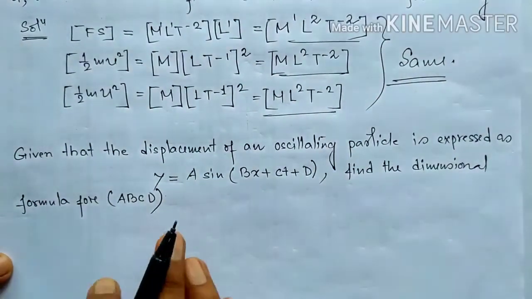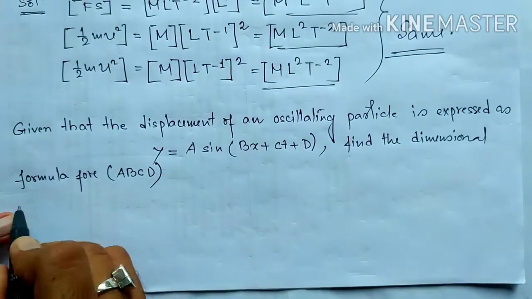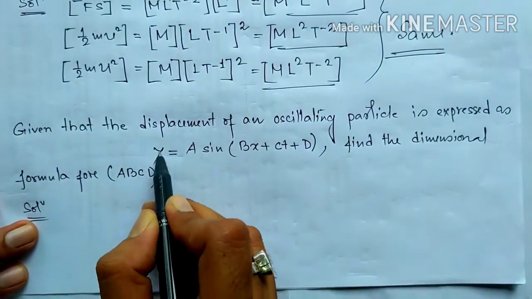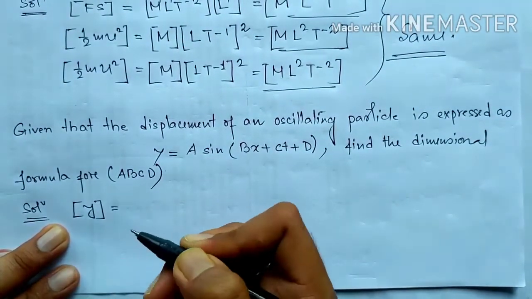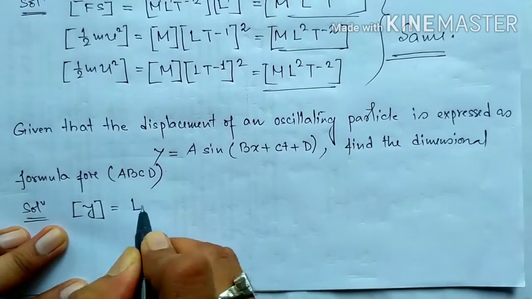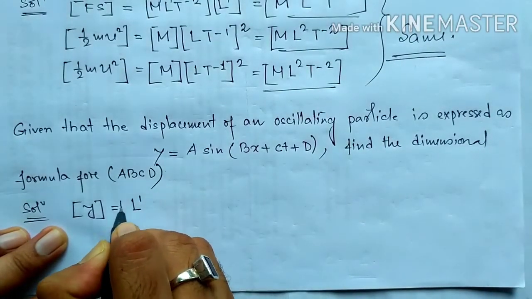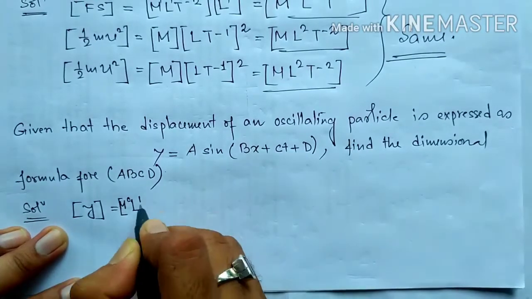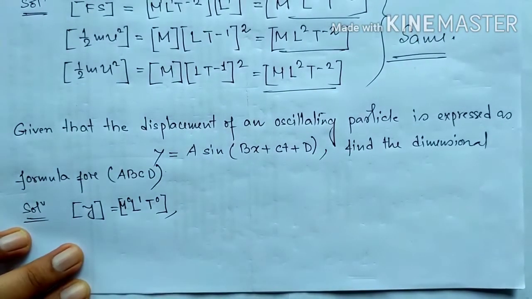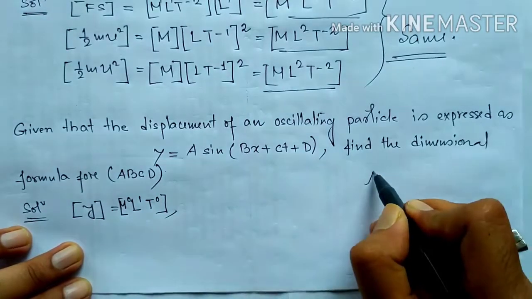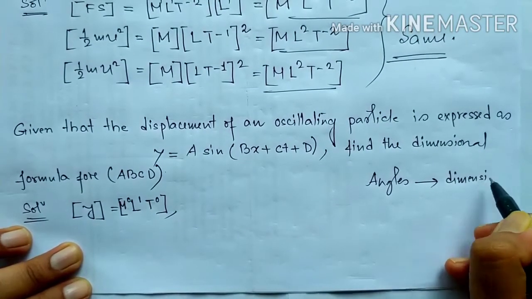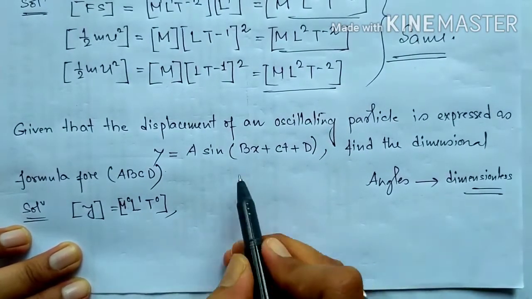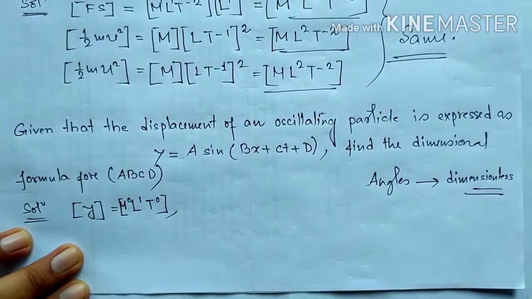So let us try to solve it. Now y represents displacement, so clearly the dimension of y is the same as that of distance, L to the power 1. So I can write M to the power 0, L to the power 1 and T to the power 0. Now I think you remember that angles have no dimension. They are dimensionless. That means as a whole bx, ct, d are all dimensionless, M to the power 0, L to the power 0, T to the power 0.